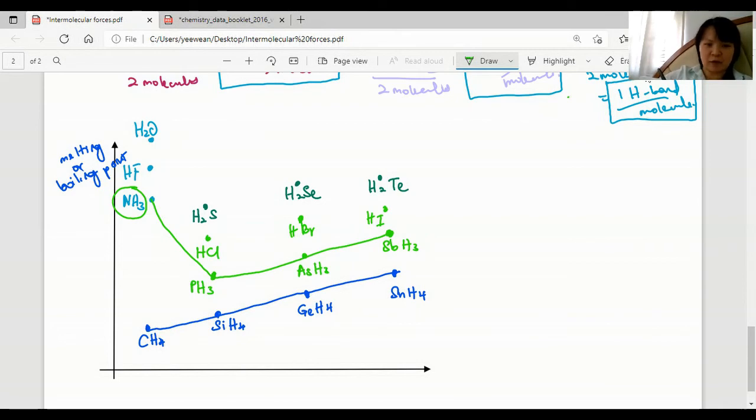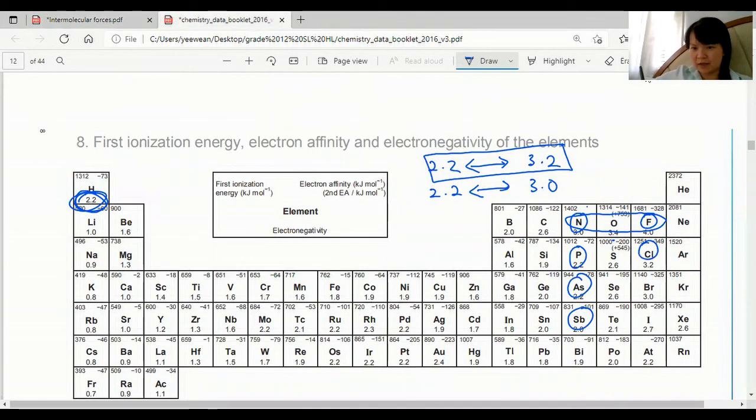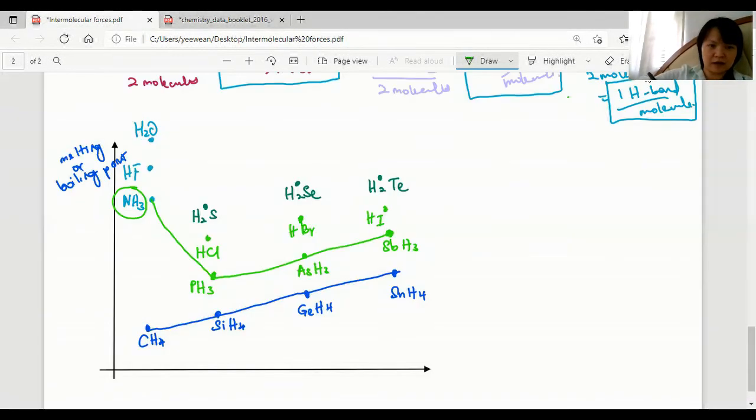Same goes for the next group. So we have HF, HCl, HBr, and HI. So it goes down, up, up, up. Same thing: HCl, HBr, and HI are affected by van der Waals, which is permanent dipoles and London forces, whereas HF is affected by hydrogen bonding.